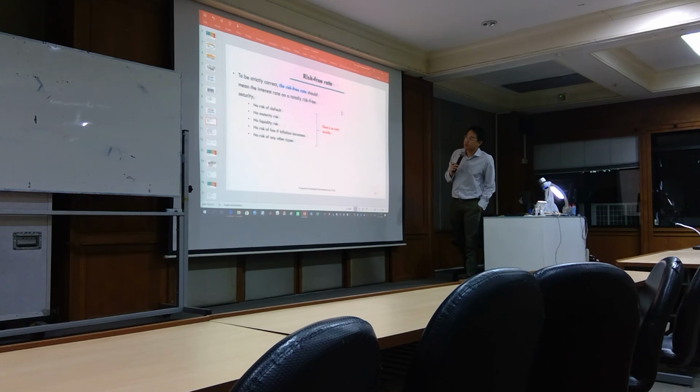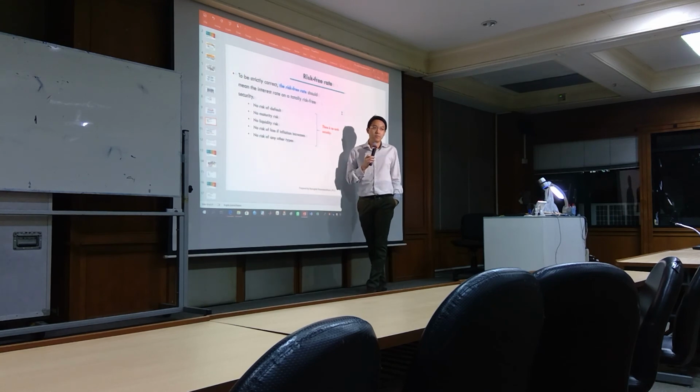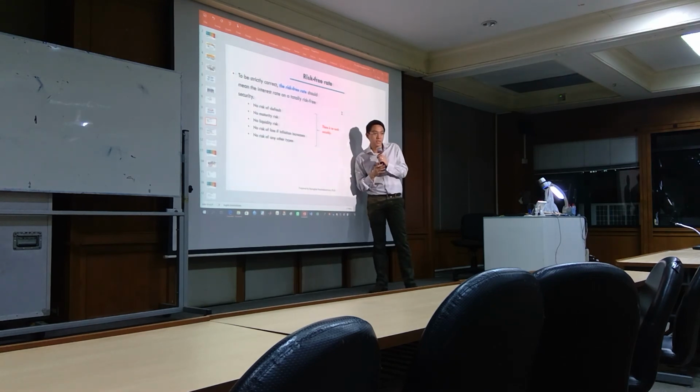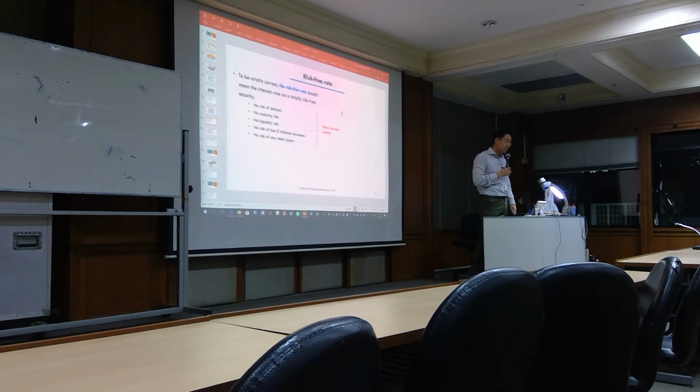We used to talk about the risk-free rate. The risk-free rate is the rate of return from the risk-free asset. When we talk about bonds, we also say that government bond is the risk-free rate of return. But government bond is just a proxy of the risk-free rate of return.